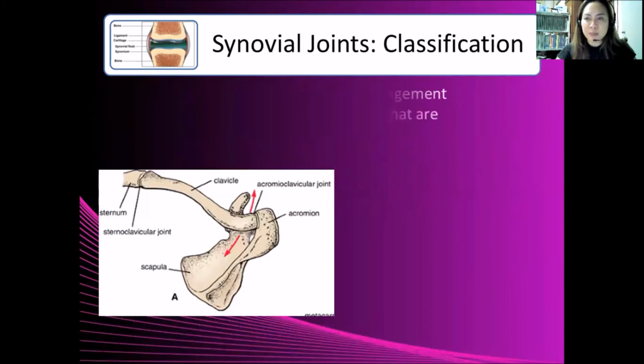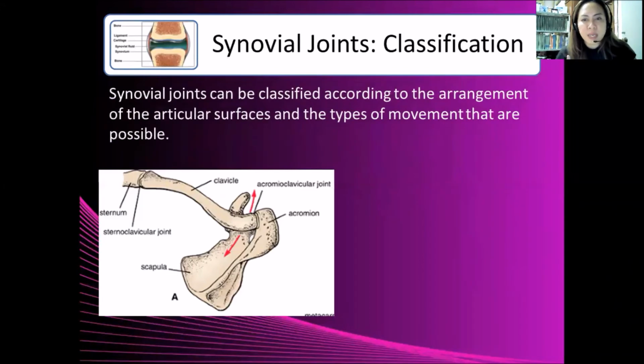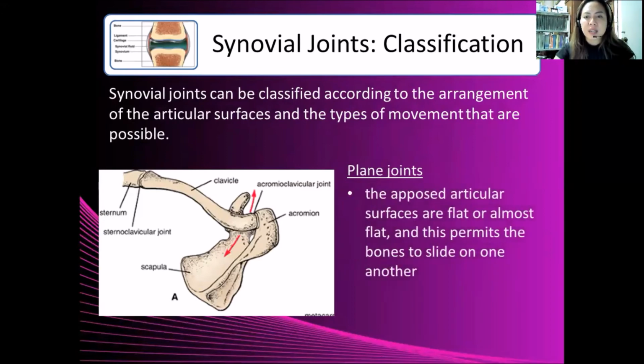Ito siya. Marami sila. Synovial joints can be classified according to the arrangement of the articular surfaces and the types of movement that are possible. So, first classification, we have plain joint. Yan, isa na yan. So, the opposed articular surfaces are flat or almost flat, and this permits the bones to slide on one another. Kasi plain sila eh. That is a plain joint, no? Which is a synovial joint.